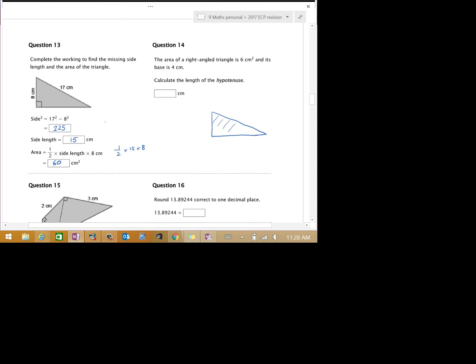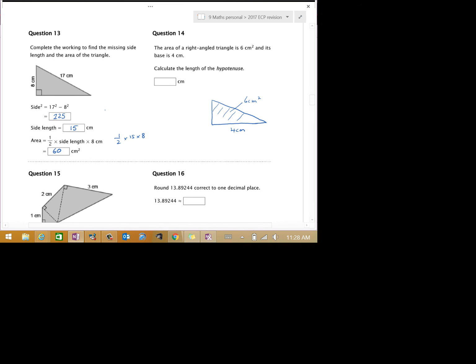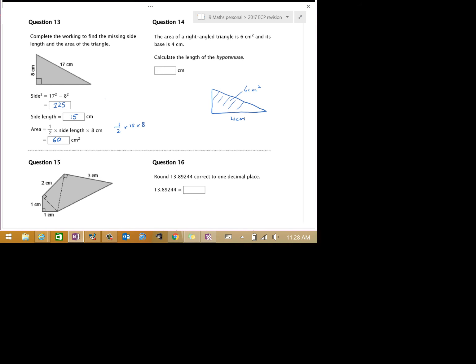Alright, so they're saying that this area here is 6 centimetres squared, but that has a base of 4 centimetres. Now they're saying calculate the length of the hypotenuse. So what they're saying is that the area is equal to the base times the height over 2. And that is equal to, well, the area is 6 and the base is 4. So 4 times the height over 2.